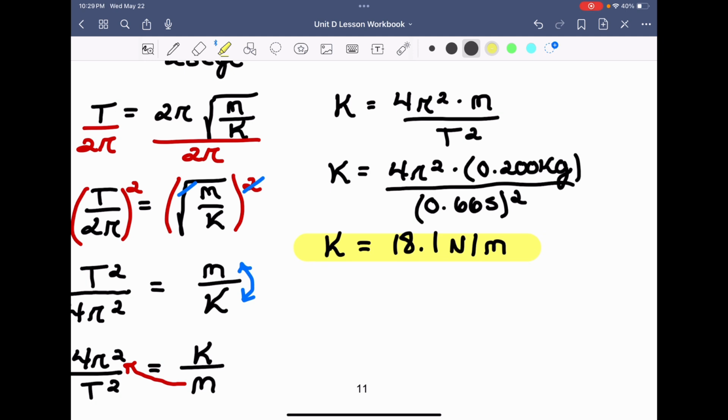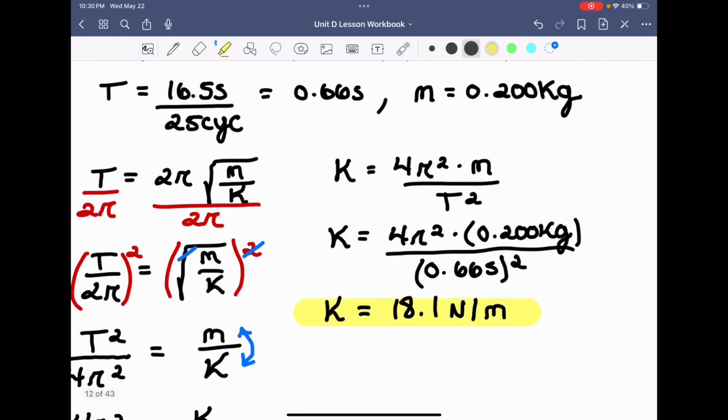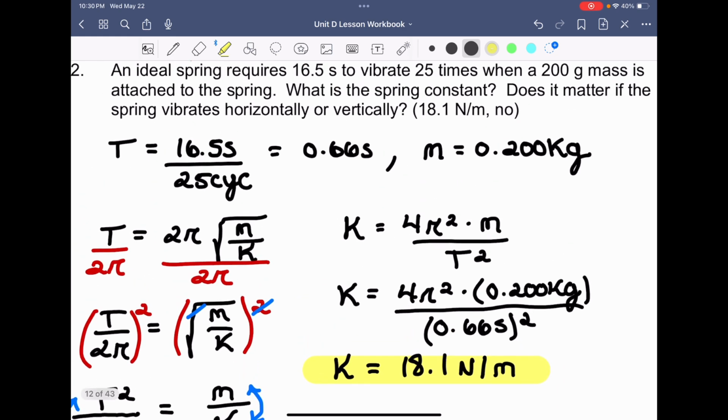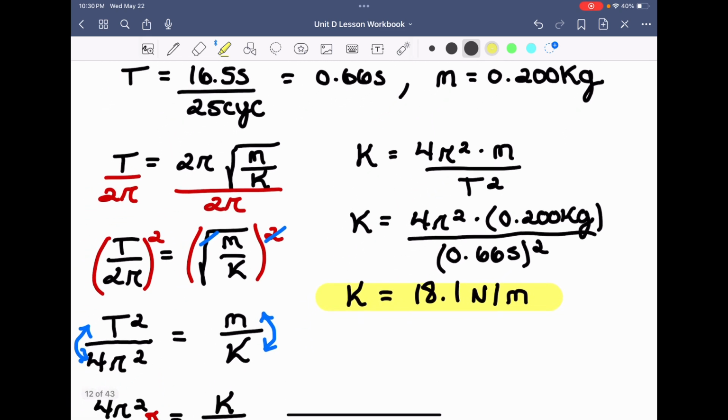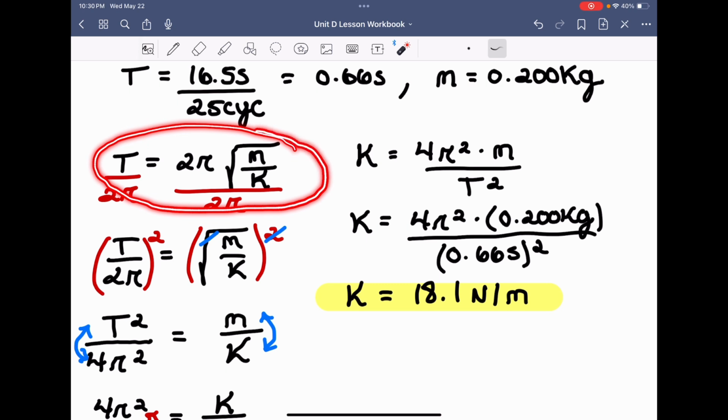Now, this is where we go into that question that they asked in the second part of this, and they said, does it matter if this spring vibrates horizontally or vertically? Or does it matter if it oscillates vertically or horizontally? And in short, the answer is no. And the reason is because when we look at our formula, look at the variables that are considered in solving for this period here. First and foremost, we see that we only have mass and the spring constant. So right away, that kind of rules out the fact that it really matters if it's vertical.